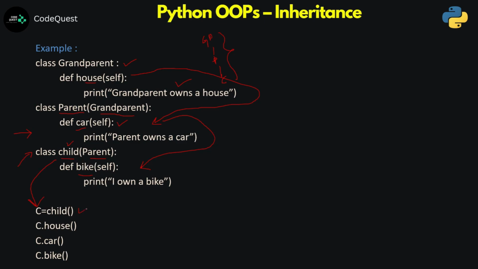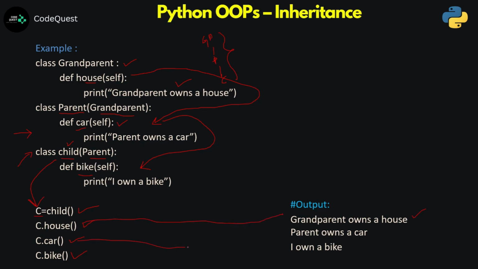So by creating the object of the child class, say C here, I can invoke the house method which actually belongs to the grandparent class. I can also invoke the car method which belongs to the parent class, and I can invoke the bike method which belongs to its own class. Now as output, the house method call prints that the grandparent owns a house, the car method call prints that the parent owns a car, and the bike method call simply prints the message that I own a bike.